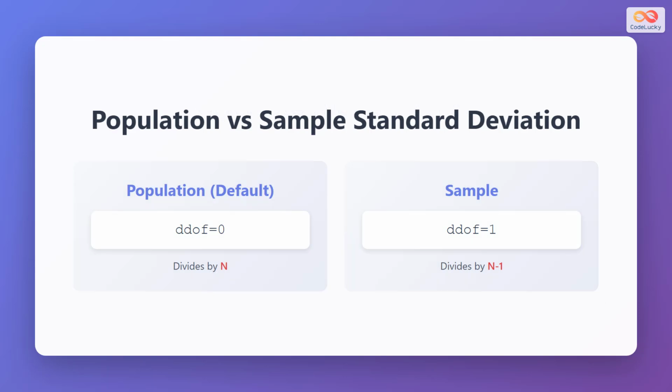There are 2 types of standard deviation, population and sample. The key difference is in how they're calculated. Population standard deviation, which is the default in NumPy with ddof equals 0, divides by n, the total number of values. Sample standard deviation, specified with ddof equals 1, divides by n minus 1. Use population standard deviation when you have data for an entire population. Use sample standard deviation when you're working with a sample from a larger population, as it provides an unbiased estimate.